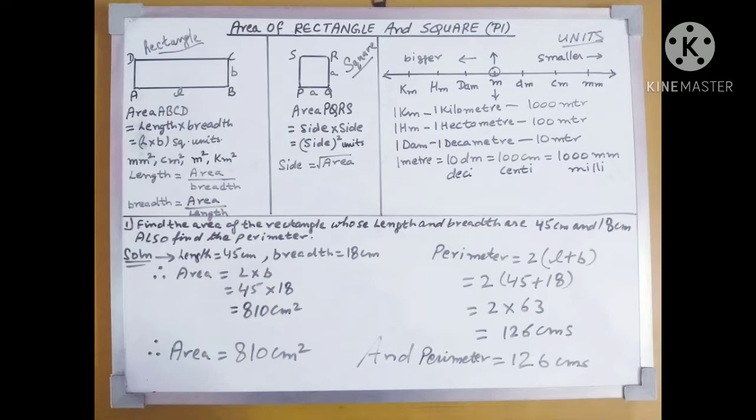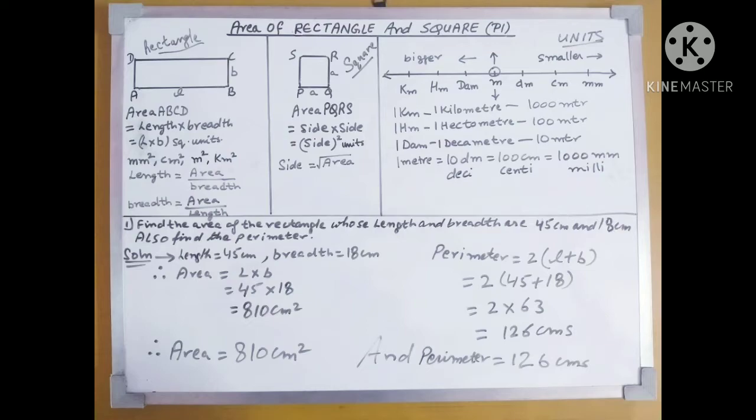The area which we are considering here is the space between A, B, C, D, the closed figure, right? Now if we have to calculate the length, we can easily equate length is equal to area by breadth. Same way breadth can be calculated as area divided by length. Got it? Now let's see the square.